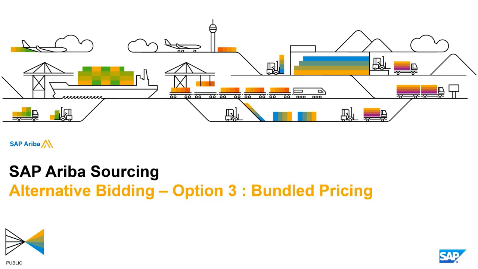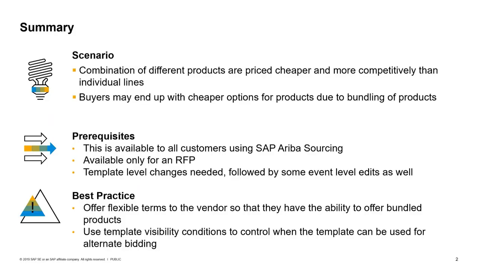In this video, we will talk about the third and final option available in alternative bidding called bundle pricing. A lot of times, vendors would like to offer us a better price for products when they are bundled rather than when they are bought separately. This would ensure continuity of business with them, and at the same time, it would work out more profitably for the buyer as well. So that is the scenario with which bundle pricing typically works.